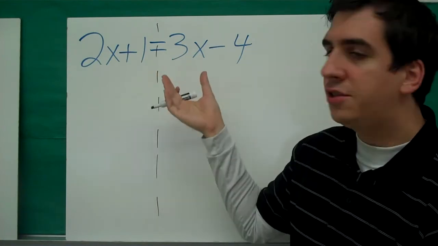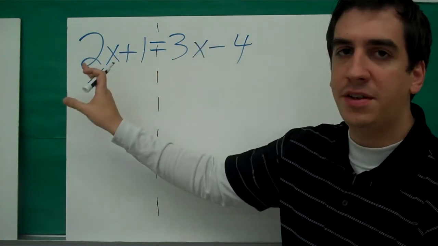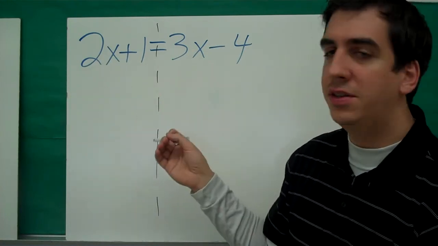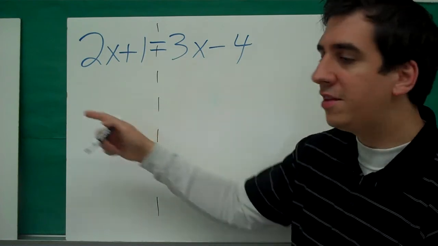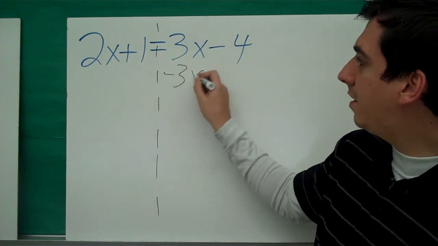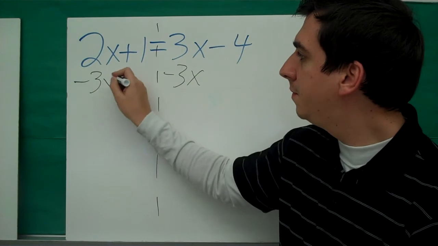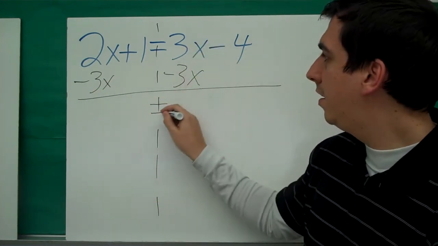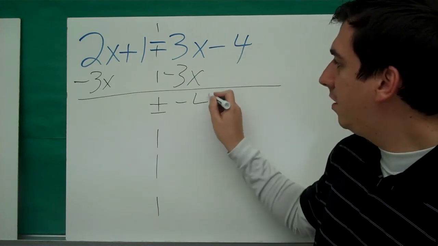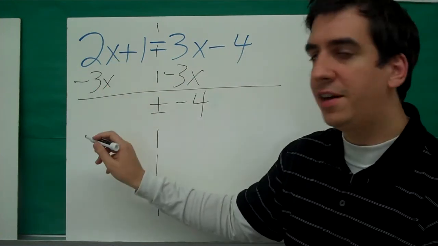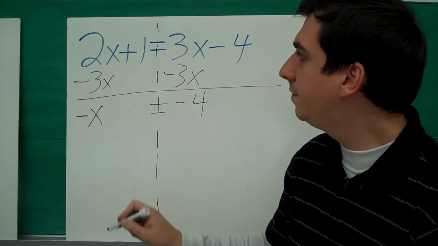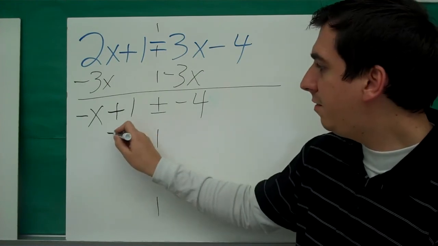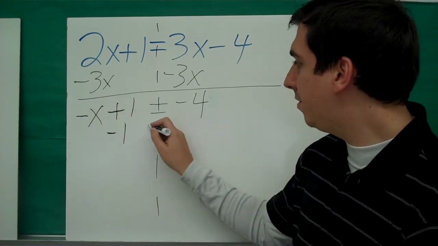I want to use the strategy of moving my variables to my left side of the equation. You can go from left to right, but just for some consistency, when we start, let's try right to left. So I'll subtract 3x from both sides. That'll make it so that I don't have any x's over here on the right. So I drop down the -4, and 2x minus 3x is -x, and then I have the +1. And now I need to subtract that 1, because I'm trying to isolate the variable.